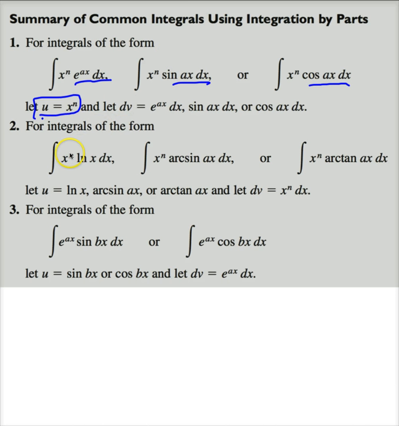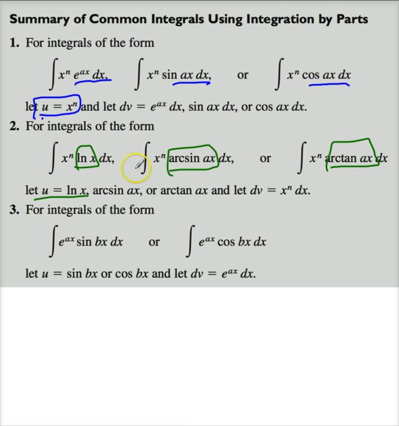Now, what if you have x to the n times log, arcsine, or arctangent? The derivatives of log, arcsine, and arctangent are algebraic equations, or they involve x's and square roots and that sort of thing. So in this case, you want the log, the arcsine, or the arctangent to equal u. And then you can take the du's. You can't integrate log, arcsine or arctangent with the skills we've discussed so far.